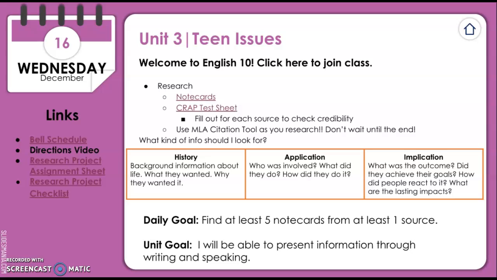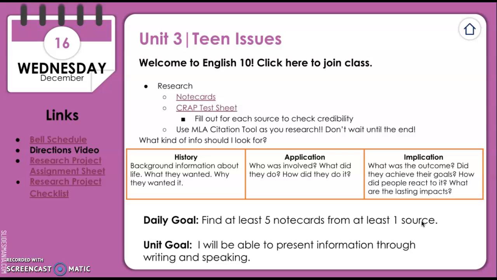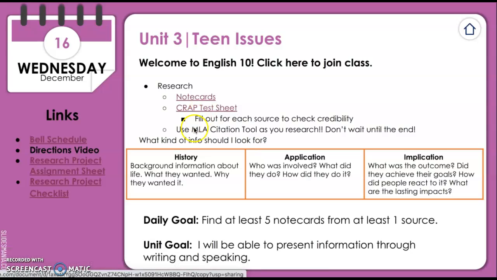Today, you guys are going to start your research, and your goal is to find at least 5 note cards from at least one source. Remember, by the end, you'll have 30 note cards from at least 4 to 5 sources. For each source that you get, you need to fill out a CRAP test sheet to make sure that it is credible. For every source that you do, you also need to create an MLA citation entry. So do those as you go using the MLA citation tool.